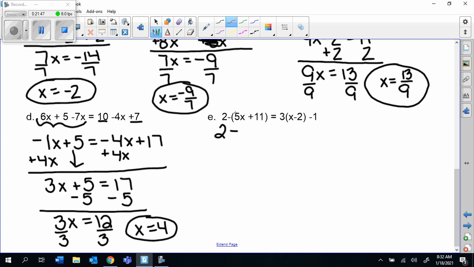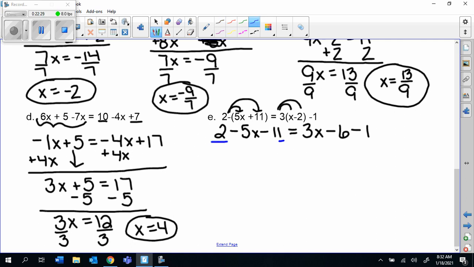Okay, on example E, we've got this negative right here. So we need to distribute, multiply through by a negative 1. So negative 1 times a positive 5 is negative 5x. And a negative times a positive 11 is a negative 11. On this side here, I'm going to multiply through by that 3. So 3 times x is 3x. 3 times negative 2 is negative 6. And then rewrite that negative 1, it just comes straight down.